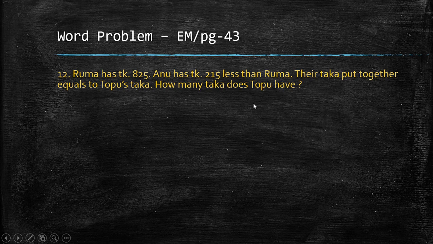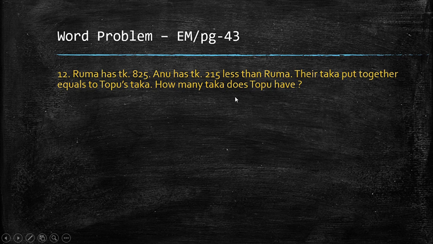That means there are three friends here. One is Ruma, one is Onu, and another is Topu. Here, Ruma's money is given. Onu's amount is not given directly. You got it? Here, they told that Onu has taka 215 less than Ruma. That means you have to find out Onu's taka, right? By doing this, you can get Topu's taka.